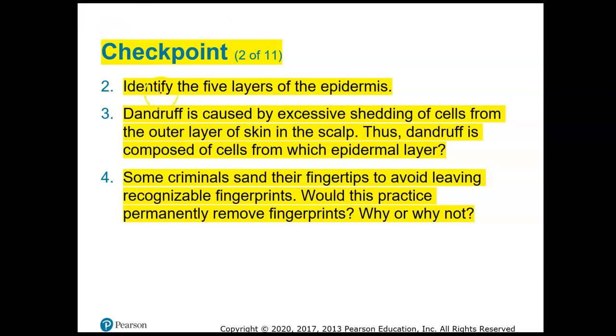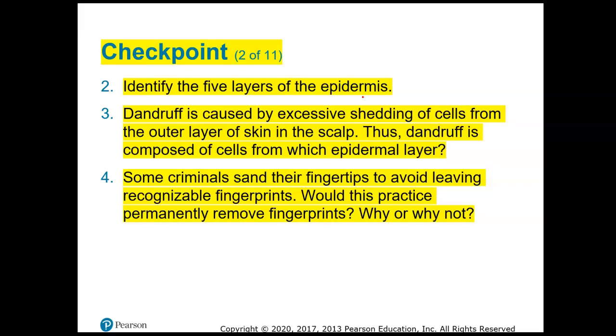Okay, checkpoint questions. Number 2, the 5 layers of the epidermis. Let's do this from the superficial or top layer to the deepest layer. And remember the sentence, come let's get sunburned. So it's going to be the stratum corneum, the stratum lucidum, the stratum granulosum, the stratum spinosum, and the stratum basale. All right, question number 3. Dandruff is caused by excessive shedding of cells from the outer layer of skin in the scalp. Thus, dandruff is composed of cells from which epidermal layer? So that's going to be the stratum corneum.